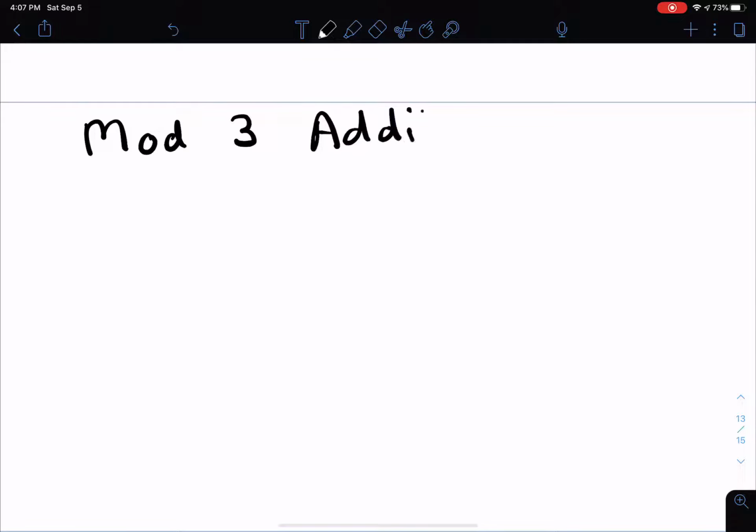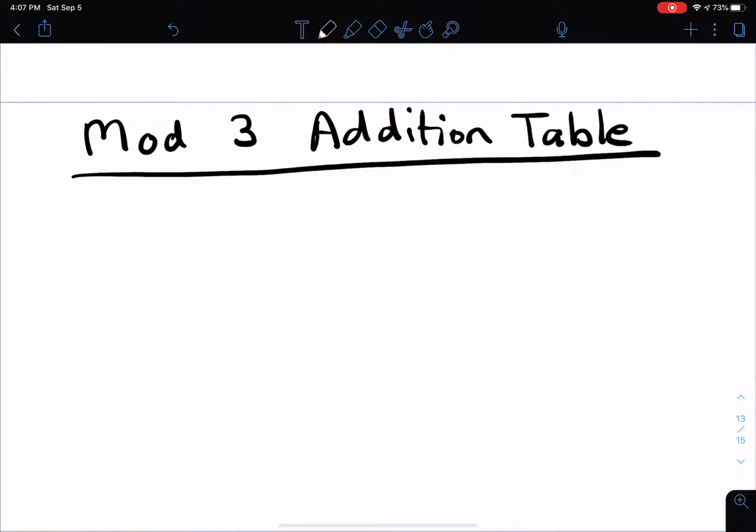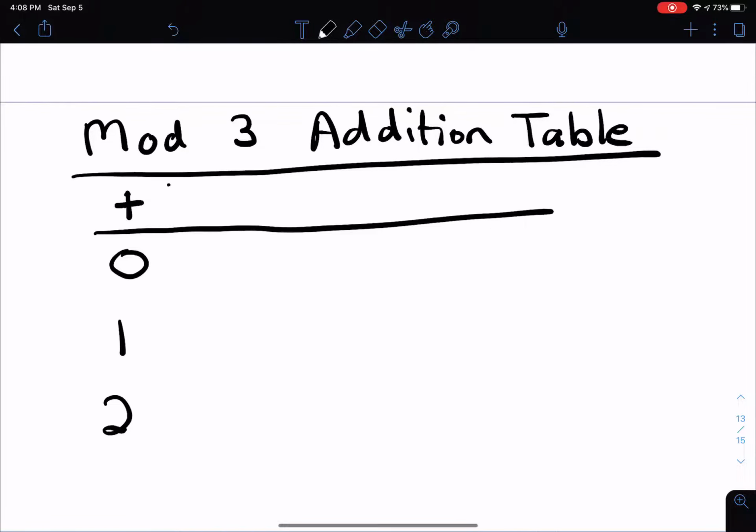Okay, so we're going to make a little table, and we're going to do a mod 3 addition table. If we're dealing with mod 3, our remainders can only be 0, 1, or 2. And we're looking at addition, so we're going to put a plus sign right there. The remainder is going to be 0, 1, or 2.